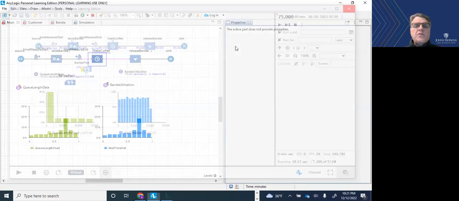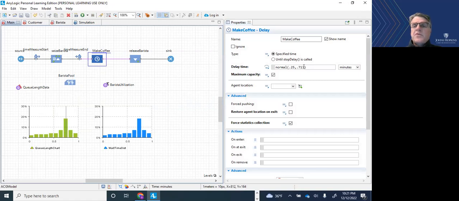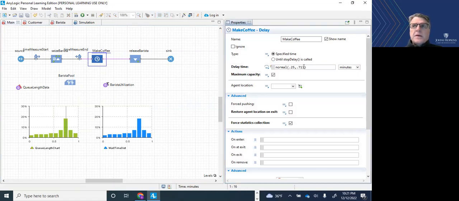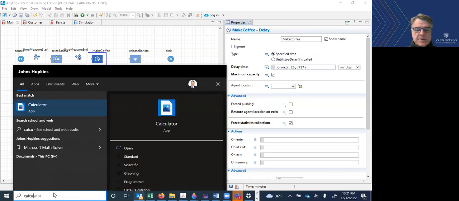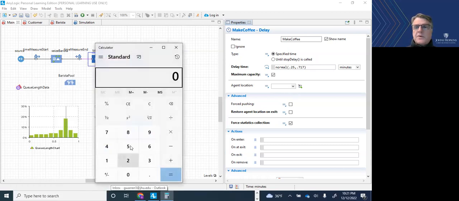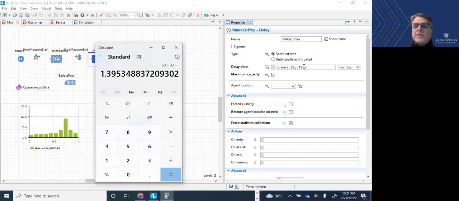So when you set this delay up for the normal, when you do the exponential, you have to do rates. But when you do the normal distribution, you have to do times. So let's just figure that out. Let's get my calculator back here. So the number of minutes, 60 divided by 43, it's 1.395 minutes.